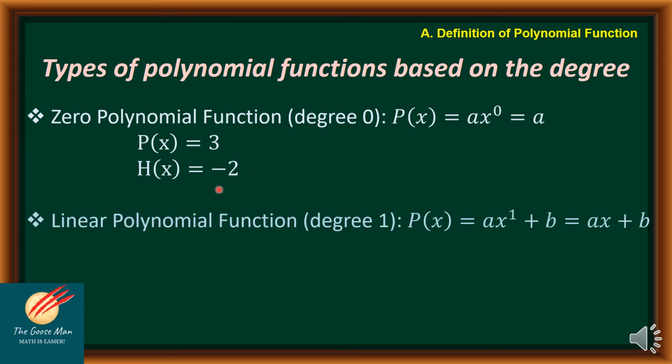The second type is the linear polynomial function, such that the degree is equal to 1. This is in the form of p of x is equal to ax raised to 1 plus b, or ax plus b. Example, we have p of x is equal to 2x plus 7. And another example is g of x is equal to negative 2x minus 9.